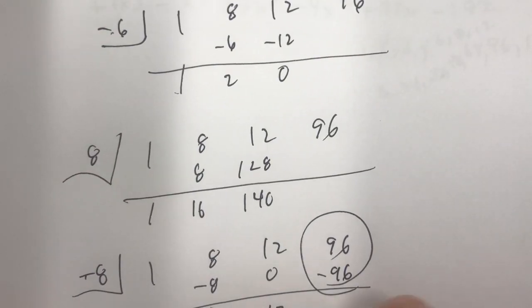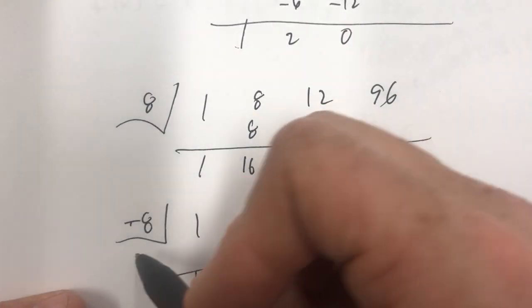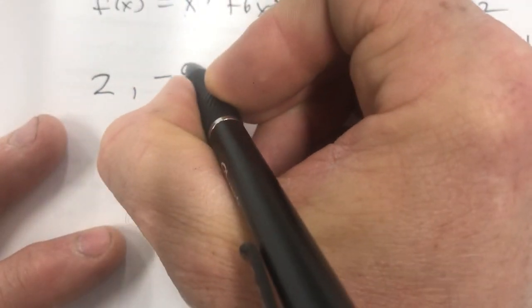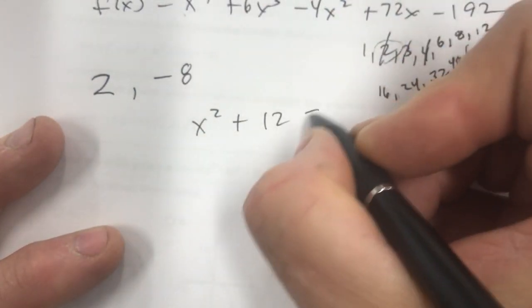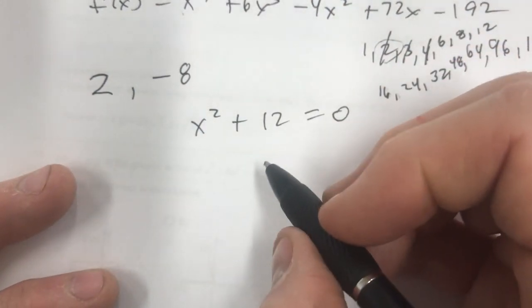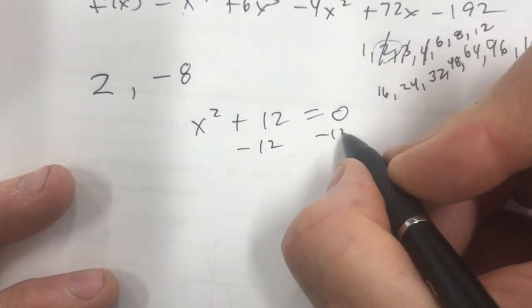All right. So I've got x squared plus 12 equals 0. So there's negative 8. All right, so let's go back here. I've got 2. I've got negative 8. And then I've got this x squared plus 12 equals 0. All right, so I subtract 12 on both sides.